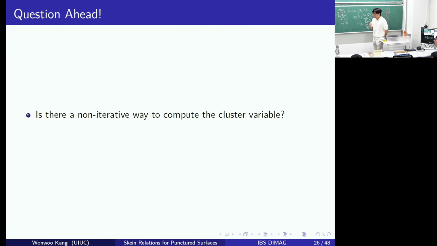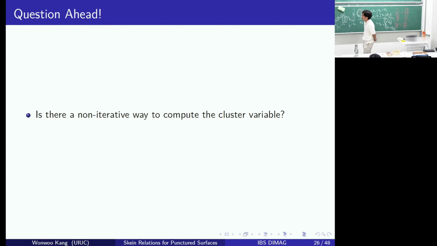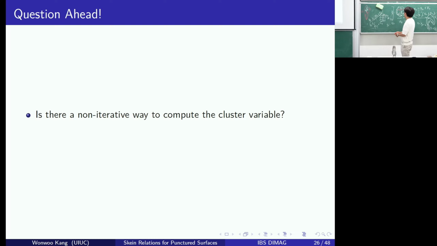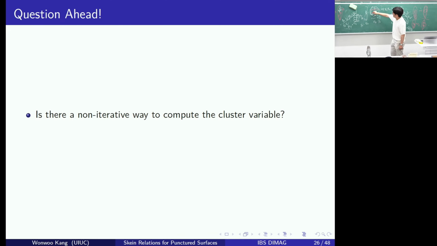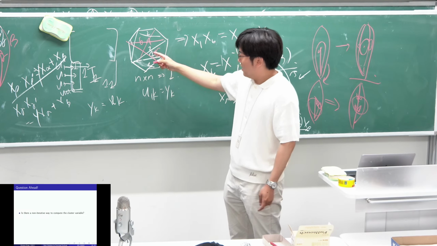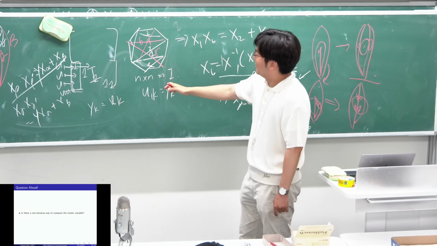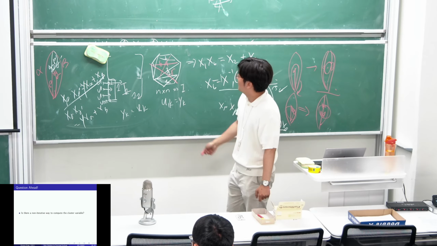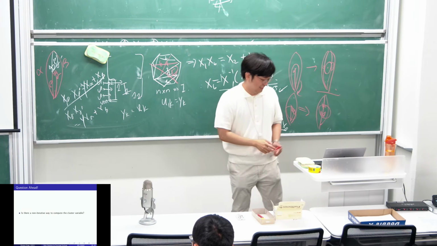So a natural question for the combinatorialist was whether there is a non-iterative way to compute the cluster variable. So what does it mean? It means that, as I mentioned, all the diagonals can be written in the language of the first triangulation. So for example, if I have gamma like this, well, you can flip this and this and this and this and get this gamma. It's fine. But is there a non-iterative way to directly compute this gamma?